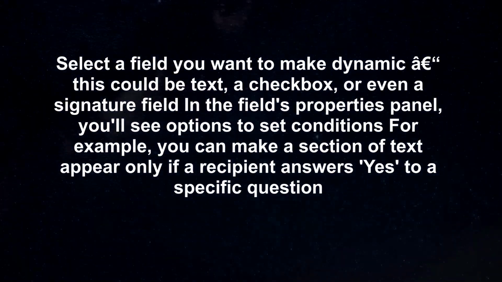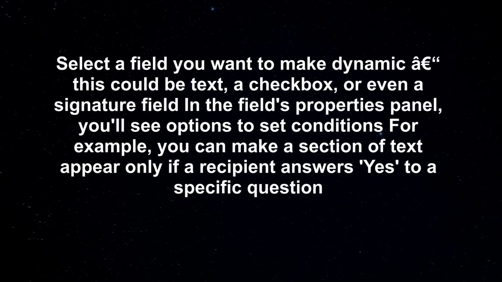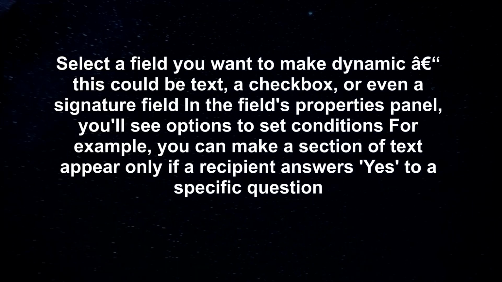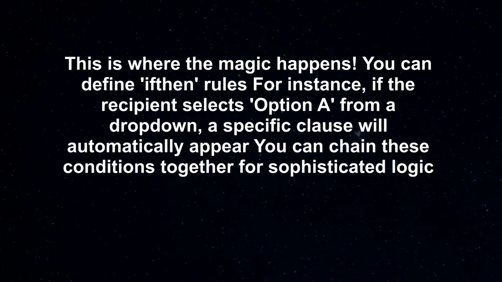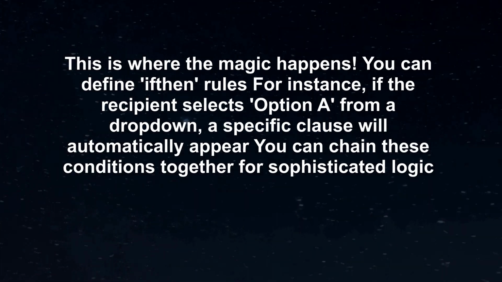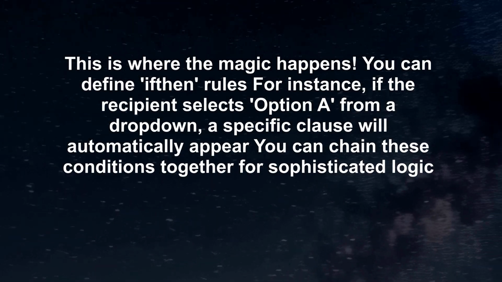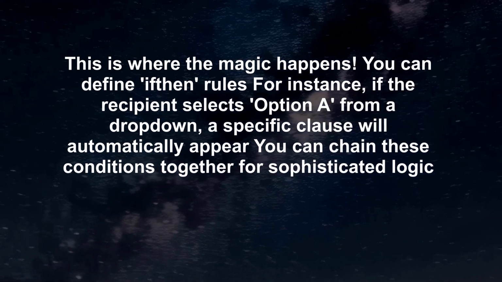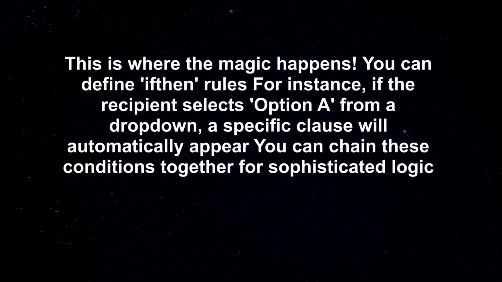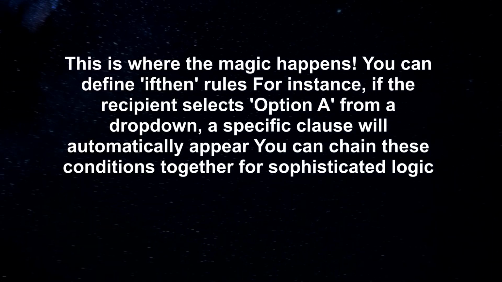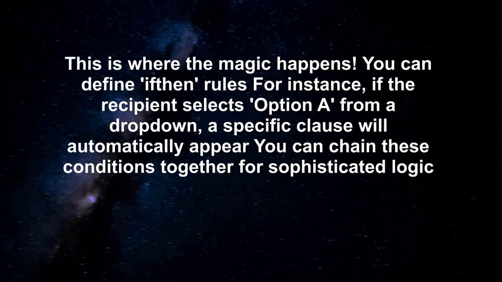In the Field Properties panel, you'll see options to set conditions. For example, you can make a section of text appear only if a recipient answers yes to a specific question. This is where the magic happens. You can define if-then rules. For instance, if the recipient selects option A from a dropdown, a specific clause will automatically appear. You can chain these conditions together for sophisticated logic.